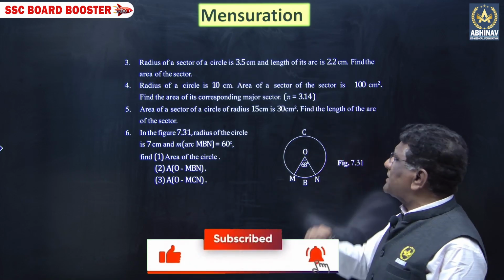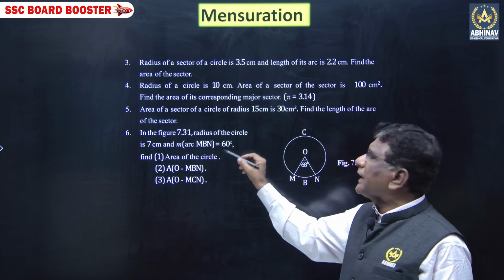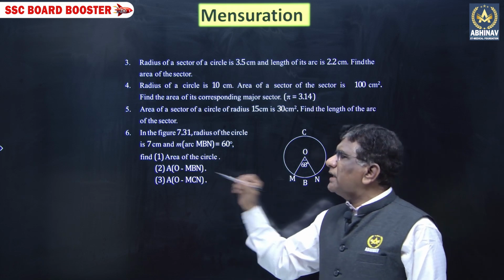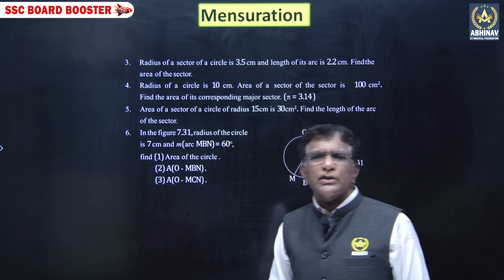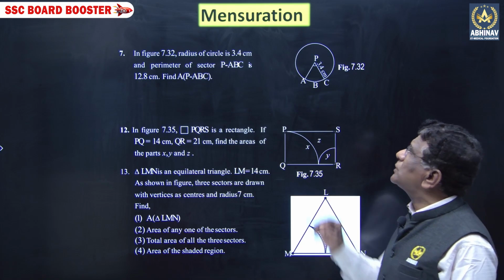Then one more example is given. Here arc MBN is taken to be 60 degrees, and we have to find the area of the circle, as well as the area of this sector. We have to find the areas of these sectors. So this is also an example, students, you practice this one.